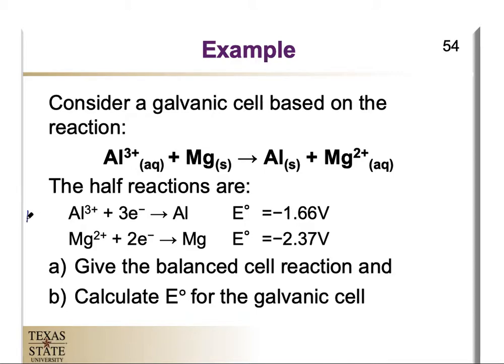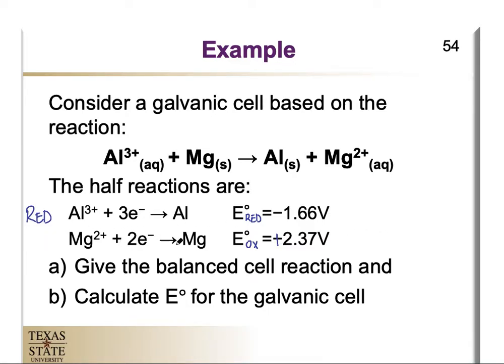So I'm going to go ahead and label this top one as reduction. Even though it's negative, it's still more positive than this one. And so this one is going to stay as is. On the other hand, the other one is going to be our oxidation, but to be the oxidation, it has to flip, it has to be reversed, right? And when it reverses, the sign of this is going to change. So the oxidation potential becomes positive 2.37 volts.